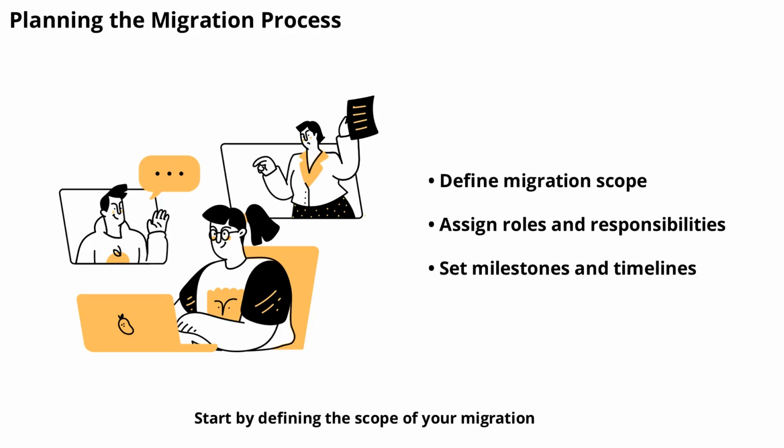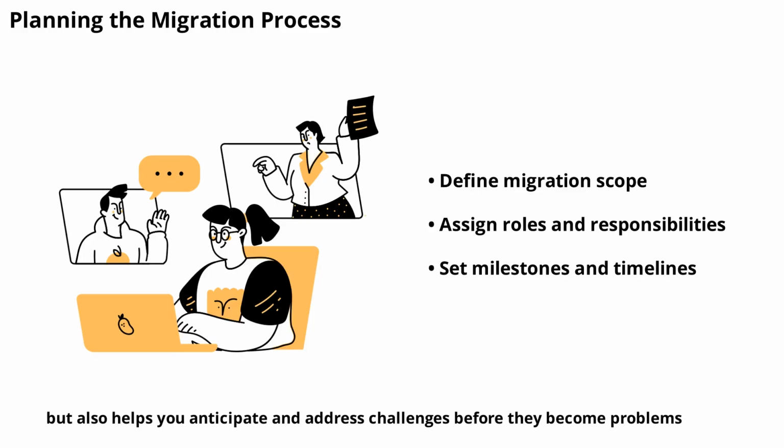A detailed migration plan is essential for a safe and smooth transition. Start by defining the scope of your migration, which datasets will be moved, who will be responsible, and what the timeline looks like. Assign roles to team members and set clear milestones. Consider potential risks and develop contingency plans. Document every step of the process, from data extraction to validation. A well-structured plan not only keeps everyone on the same page, but also helps you anticipate and address challenges before they become problems.